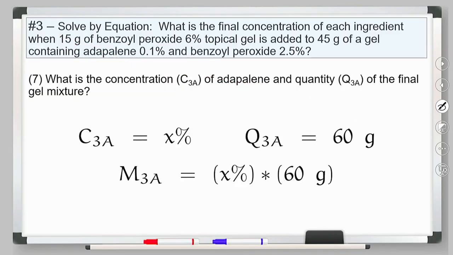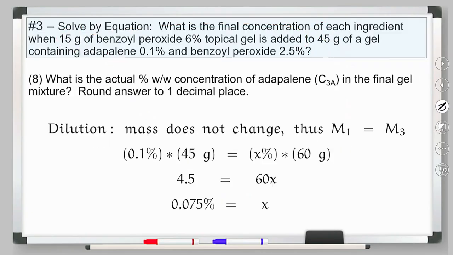What will I get in the end when I'm done mixing those things? I'll have some unknown concentration of adapalene, but I'll still get 60 grams because 15 plus 45 gives me 60. So I know my final mixture will still be 60 and some unknown concentration of adapalene. Let's set those equal to each other, since again the drug in the benzoyl peroxide gel is 0. Really, we just have our starting mass equal to our ending mass. So 0.1 times 45 is 4.5, equal to 60x. Divide both sides by 60, and we get 0.075. And that's a percent. Does that make sense? Is that higher or lower than we started with? Lower, because we diluted it by adding additional gel that didn't have any drug in it. So the concentration lowered.